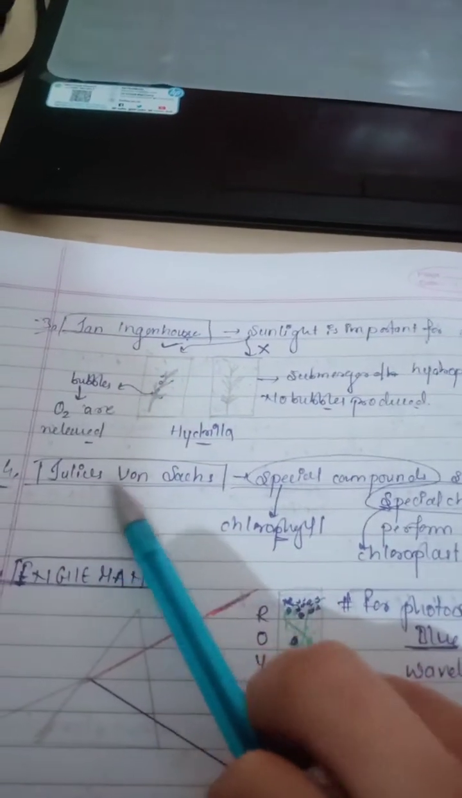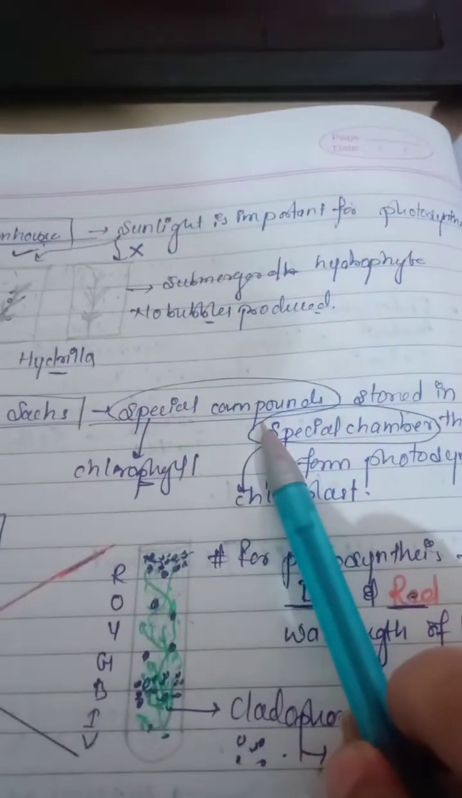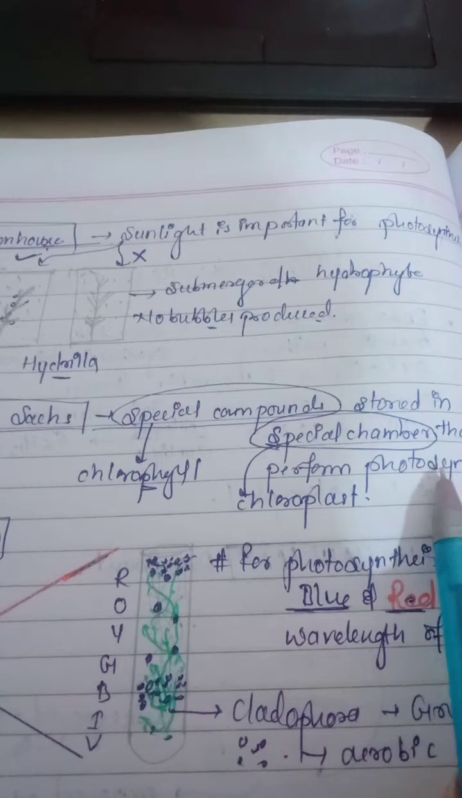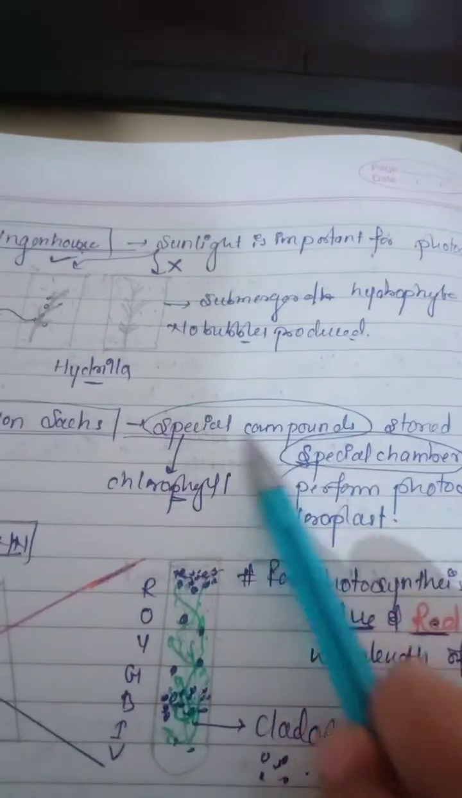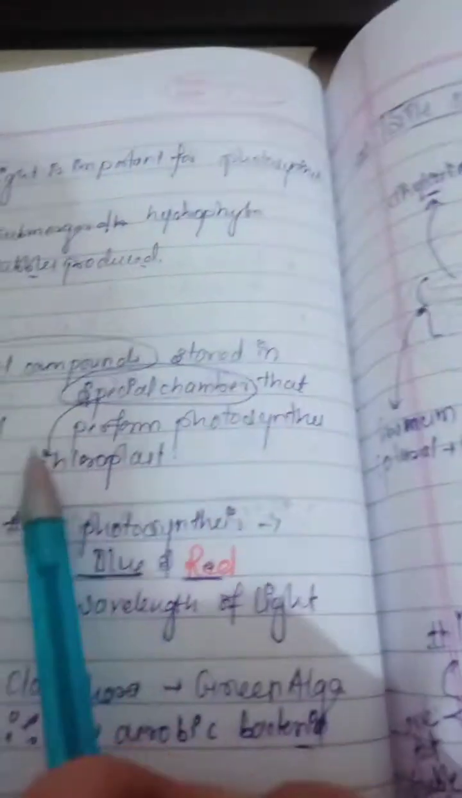Next is Julius von Sachs's experiment. He concluded that simple compounds are stored in a chamber that performs photosynthesis. Now, the simple compounds here we now call chlorophylls, and the special chamber is called the chloroplast.